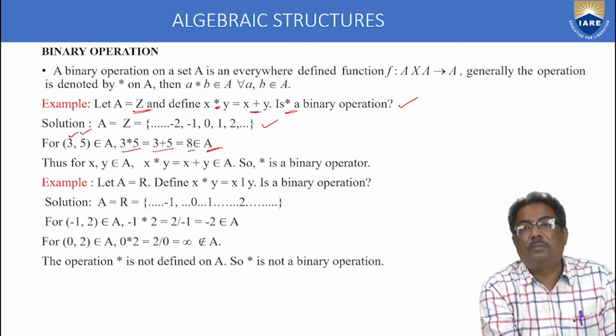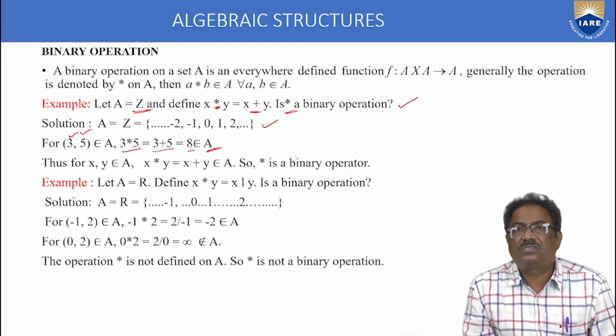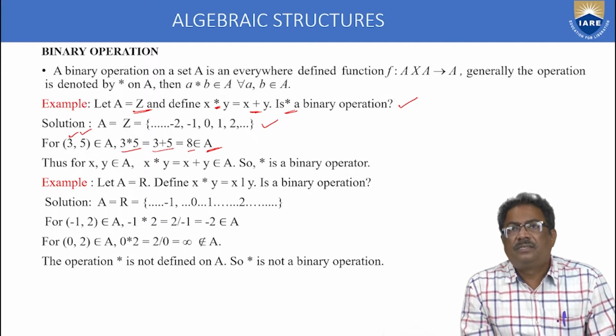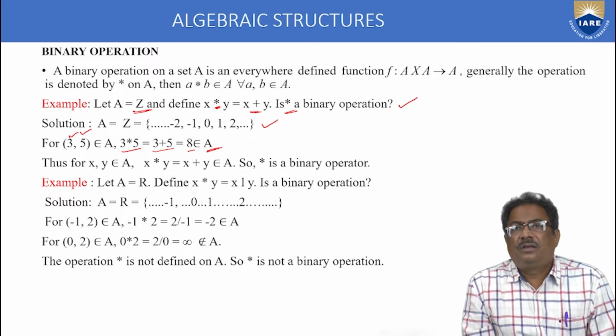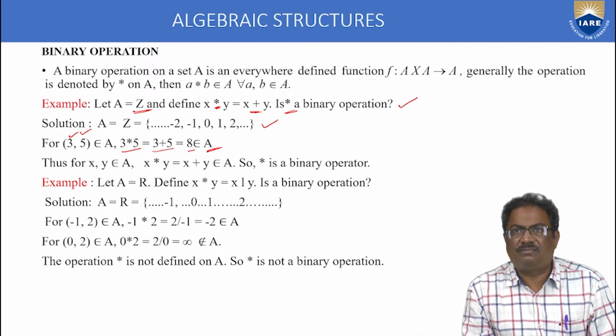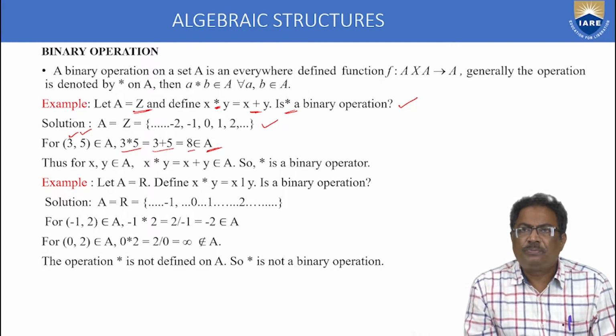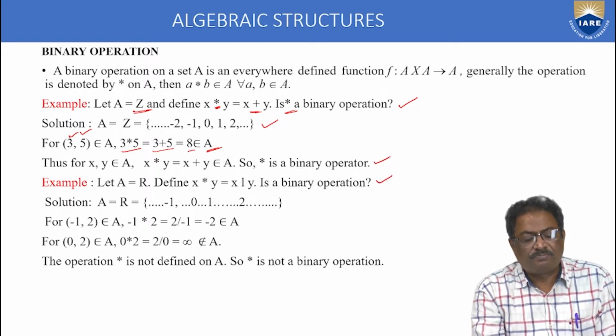Which is also a member of A. So we can say that star is a binary operation. Here we are considering any two integers, and the addition of integers is also an integer. So star is a binary operation. Okay, now let us go for the other one.